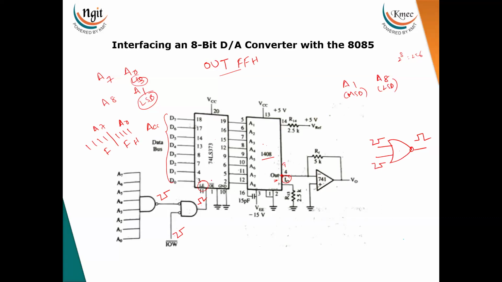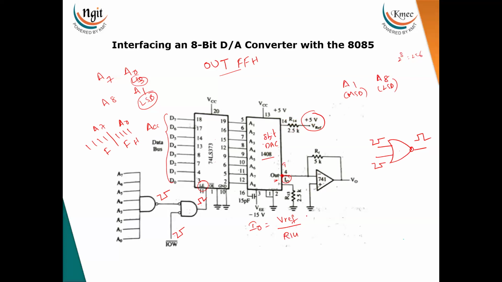So it will generate the high pulse if both the inputs are low. This high pulse will enable the latch, and whatever data is stored in this latch is applied to the 8-bit DAC. This is the 8-bit DAC IC, and this IC will convert this digital input to analog. It will generate I0, and here the I0 value is equal to V reference divided by R14. For this IC, the reference voltage of 5 volt is applied, with a series resistor connected.